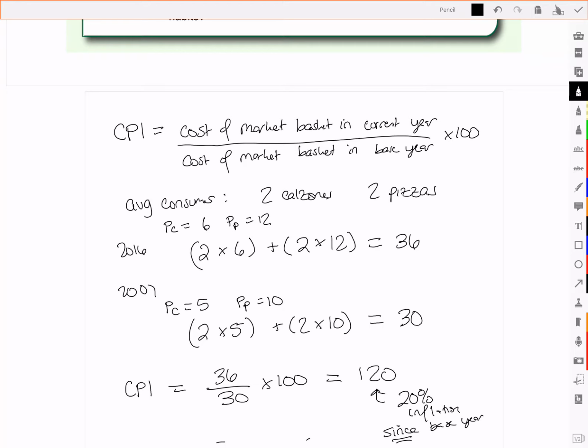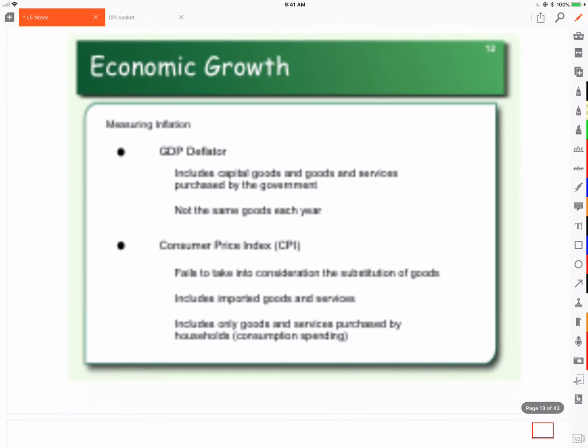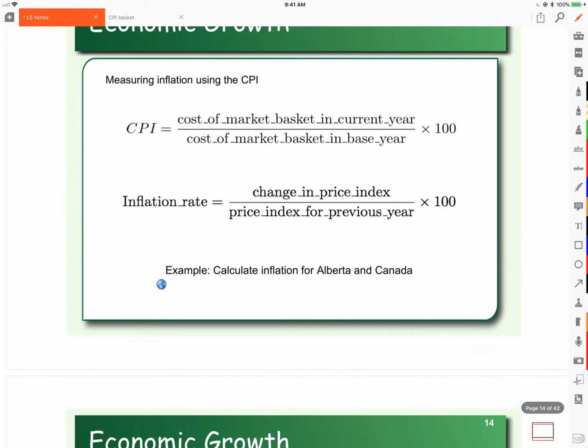Now, if we're to compare CPI and the GDP deflator, the question is, are they the same thing? In this example, we found they gave us the same number. Both of them told us there was 20% inflation since the base year. But in real life, they're not going to give you the same number.